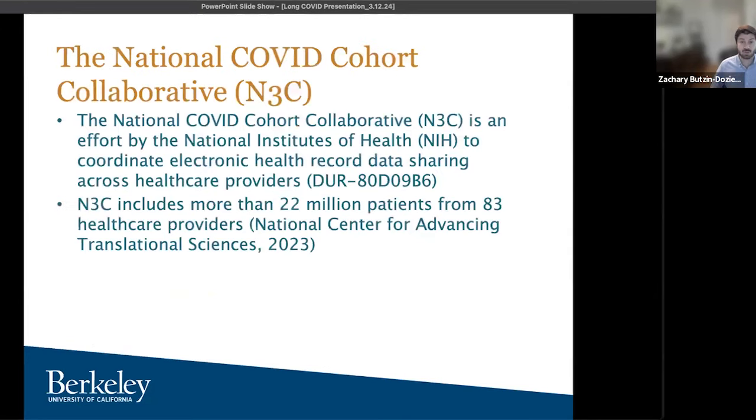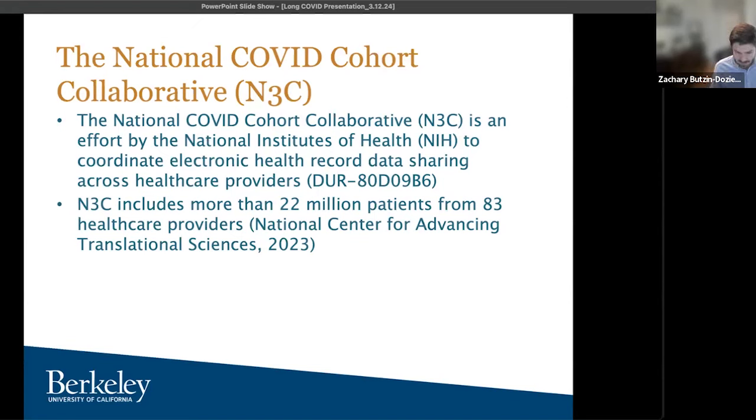So now on to the data source, which is the National COVID Cohort Collaborative, or N3C. While countries with nationalized healthcare systems like Denmark often have a centralized repository that includes nearly all of the health data of citizens in the country, in the US, as you likely know, we have a pretty fractured system where different healthcare providers don't really share data with each other, and it's challenging for those providers to share data with researchers.